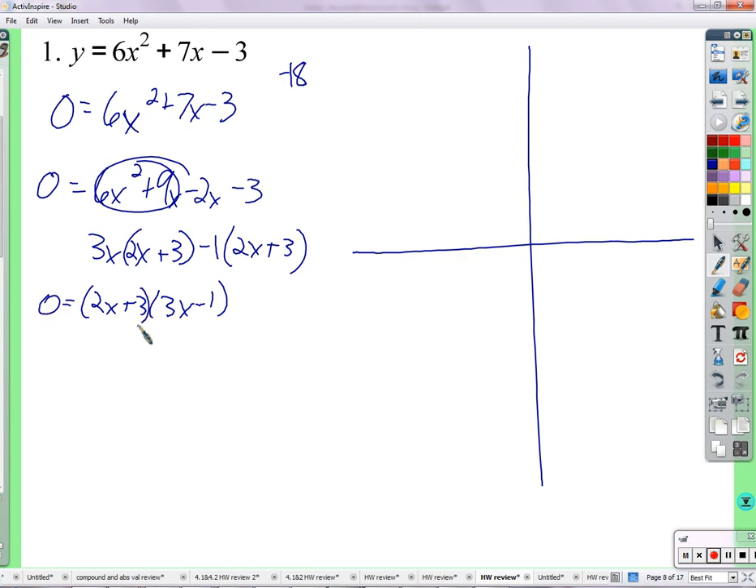And you set 2x plus 3 equals 0. Subtract 3, divided by 2. You get x equals negative 3/2. For this one you get x equals 1/3. Intercept negative 3/2, that's right there. Find our line of symmetry, negative b over 2a, negative 7/12.